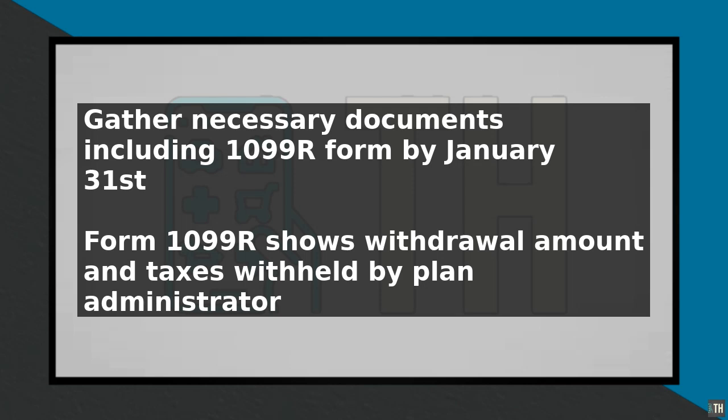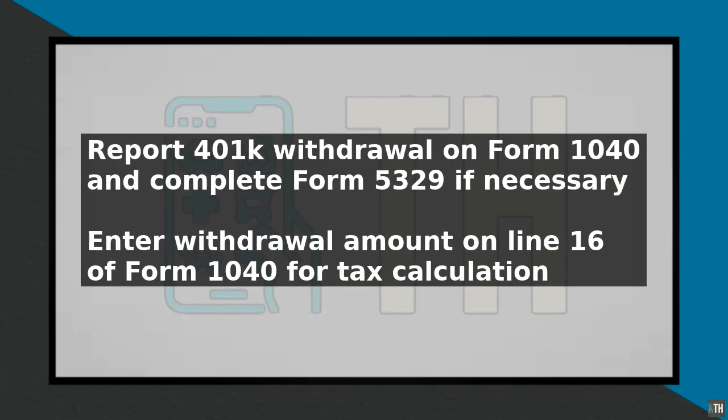If you are subject to the penalty, you will need to calculate the amount of the penalty and report it on line 58 of Form 1040. However, if you qualify for an exception to the penalty, such as a first-time home purchase or separation from service, you will not be subject to the penalty.